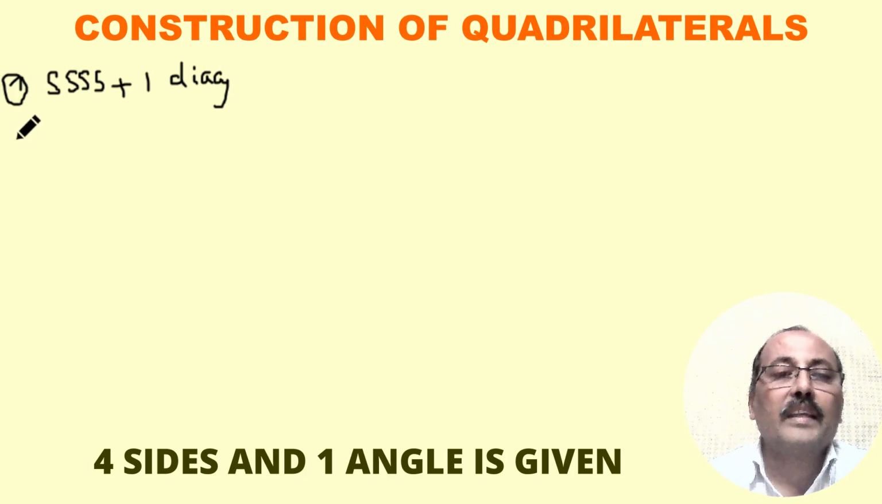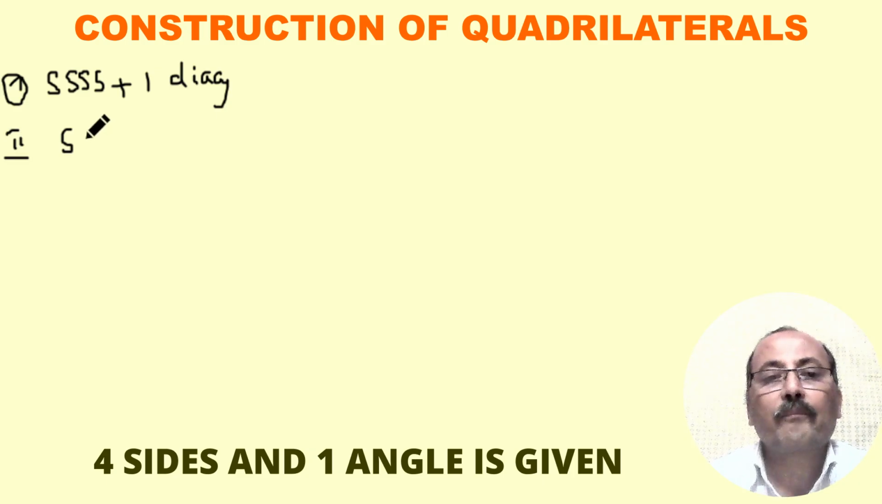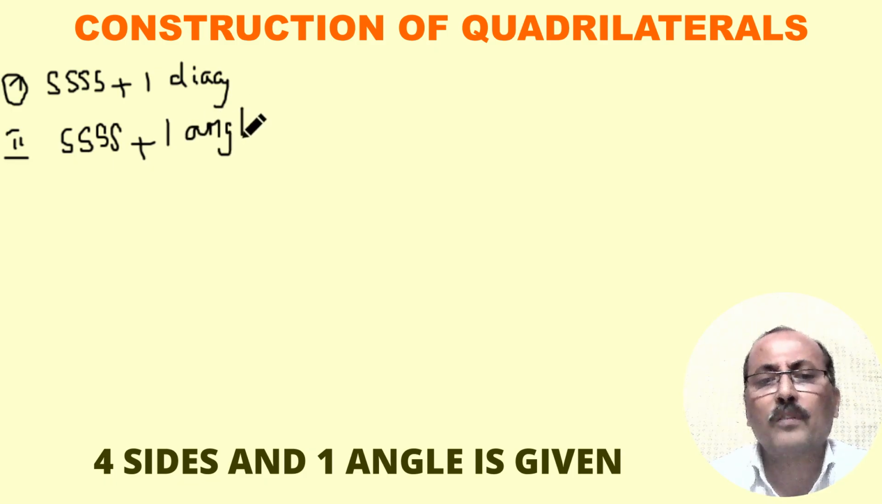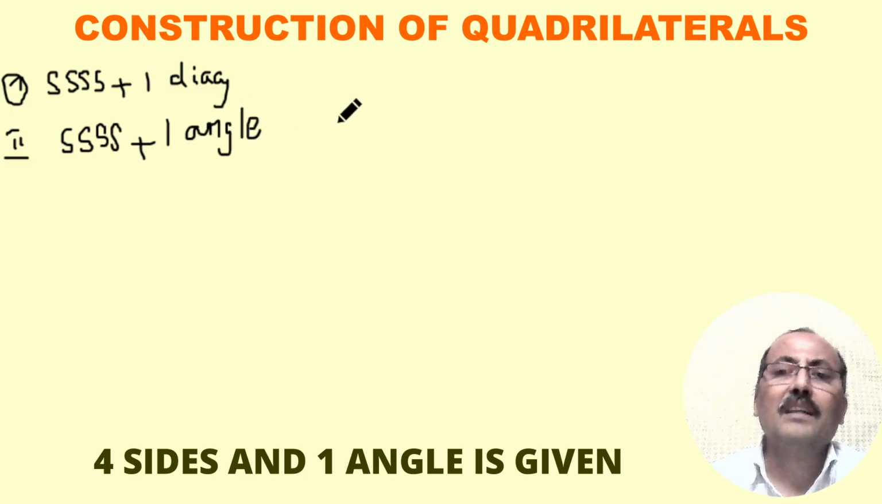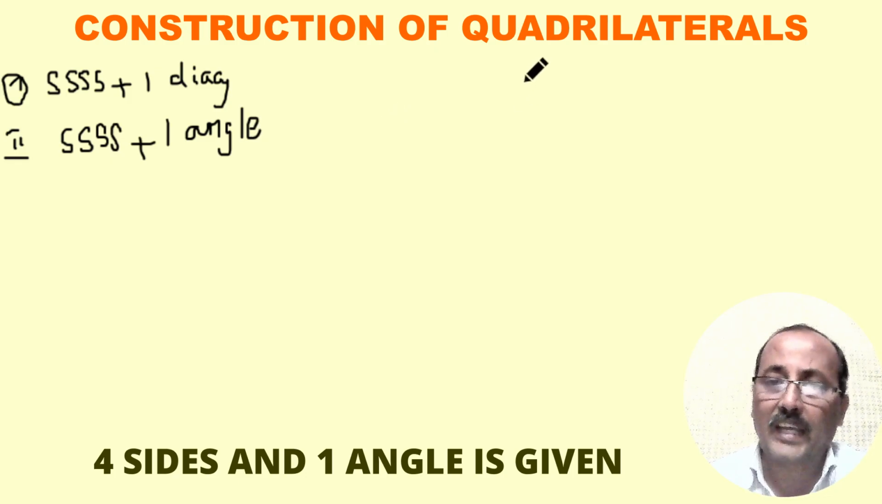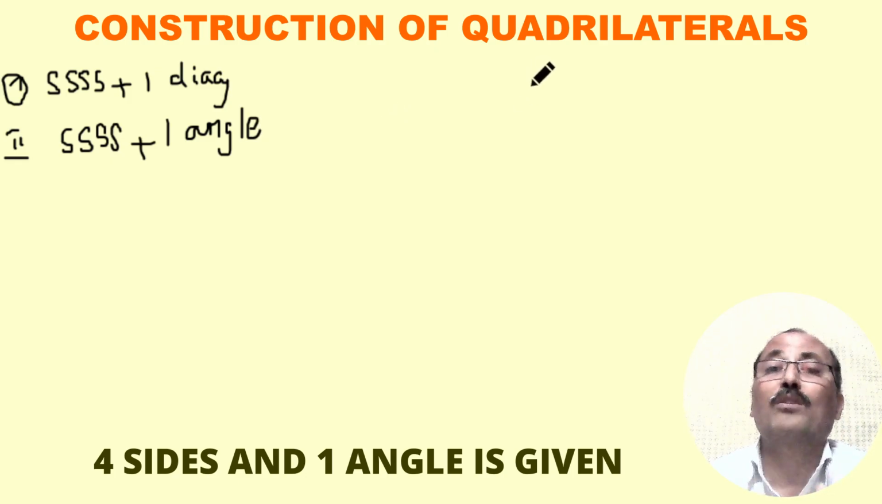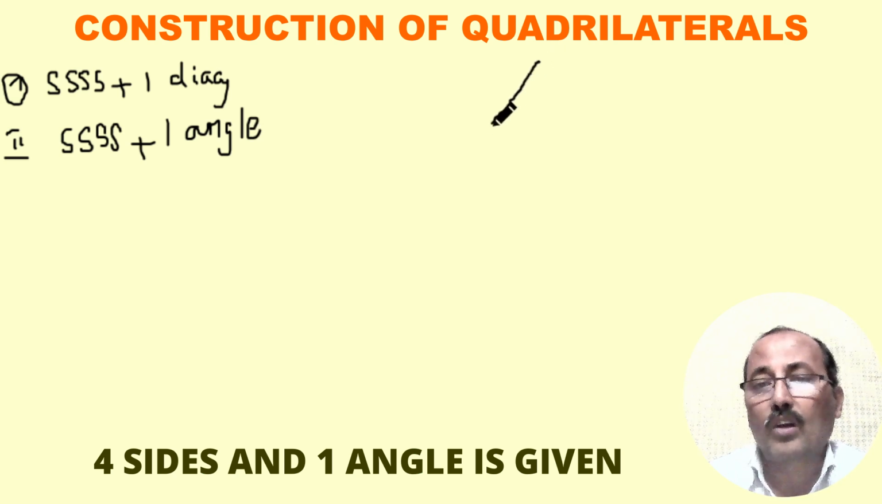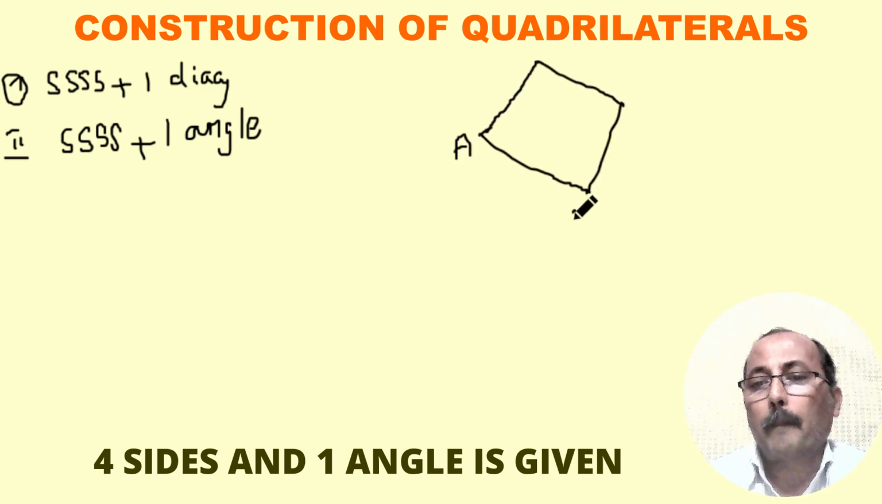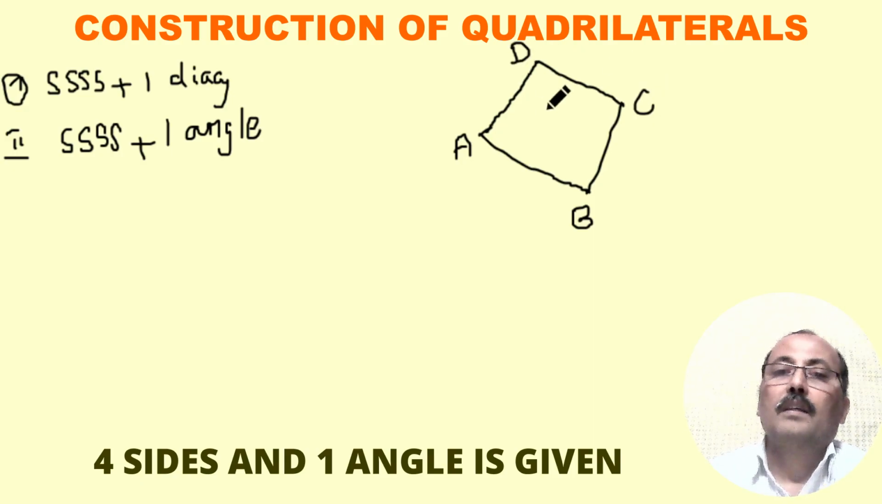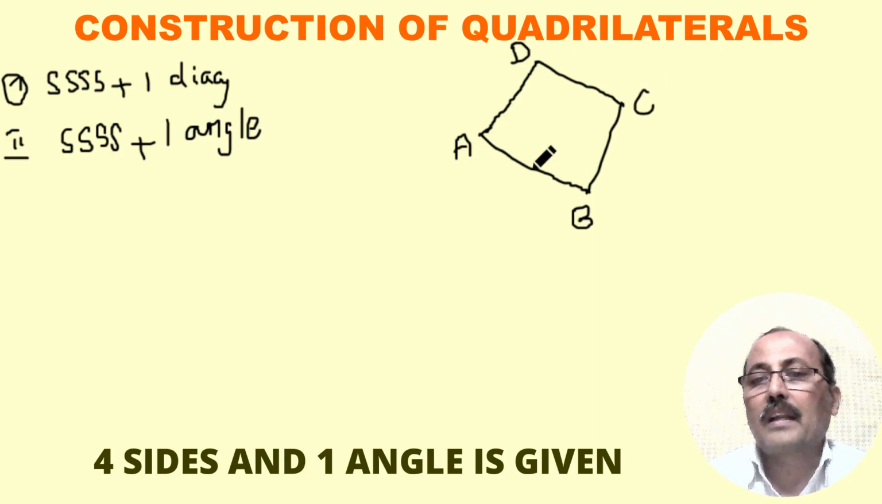Now in the second type what we are going to do is 3 sides or 4 sides plus 1 angle. How will it be possible? 4 sides with 1 angle. Yeah, let me draw a rough diagram. That means let me frame a question. Okay, look. A, B, C, D. Now I have drawn a quadrilateral ABCD.